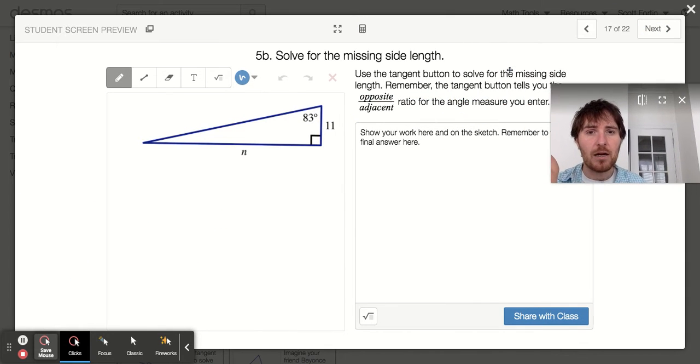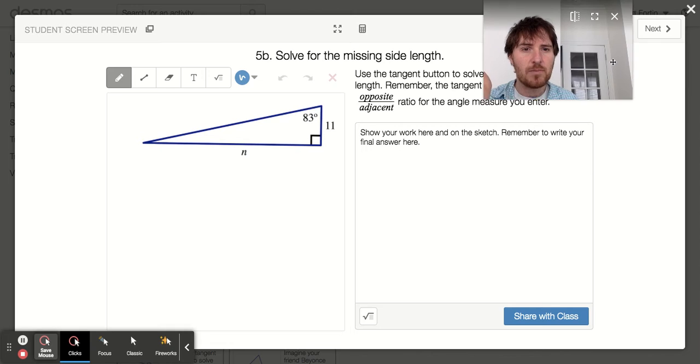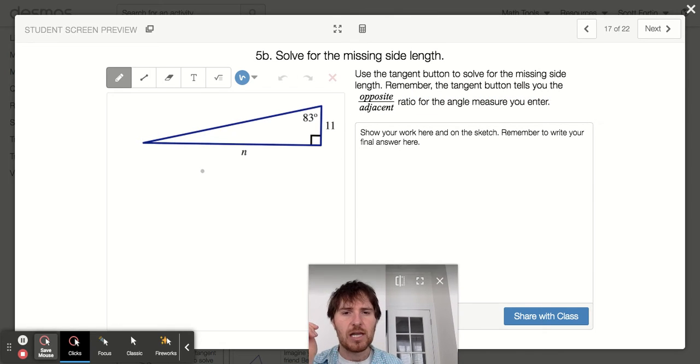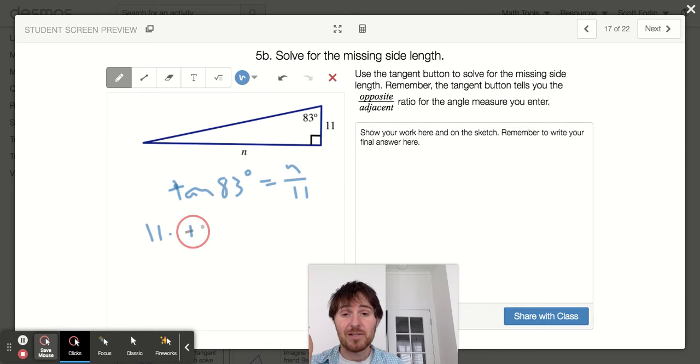Keep going. Solve for the missing side length. Use the tangent button to solve for the missing side length. Remember, the tangent button tells you opposite over adjacent. This is easy. Tangent of 83 degrees equals n over 11. So that's simply 11 times tangent 83.